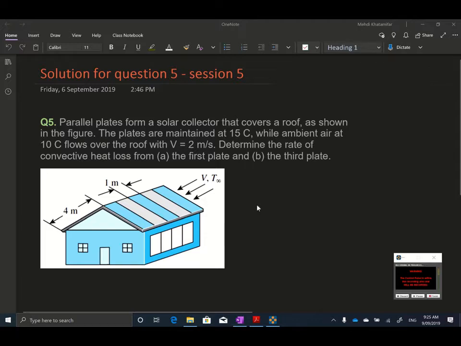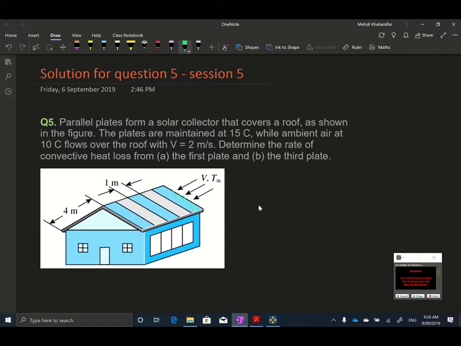Today I'm going to show you how to solve this question. Okay, let's see what this question is about. We have a house with some parallel plates which are solar collectors. Let me show you. These are the solar collectors, each 1 meter width and 4 meter length.